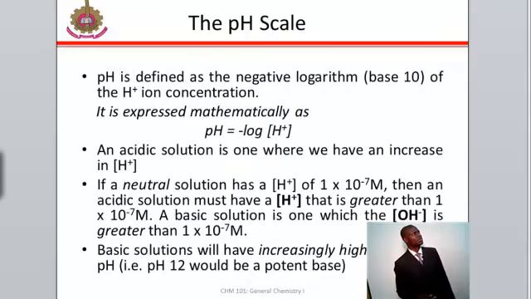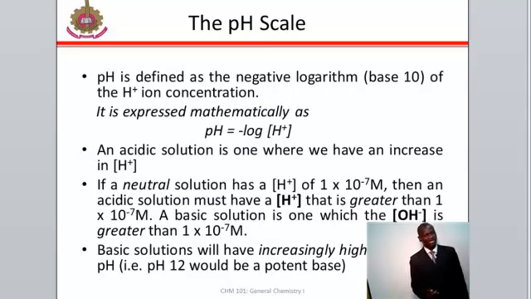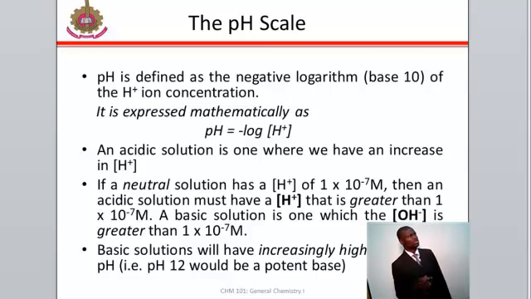The pH scale. The pH scale is defined as the negative logarithm to base 10 of the hydrogen ion concentration. And mathematically it is expressed as pH equals minus log [H+]. The type of bracket that is used in representing the H+ is a square bracket. And that square bracket indicates the concentration of the hydrogen ion.